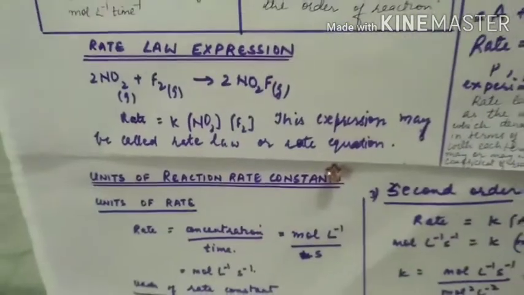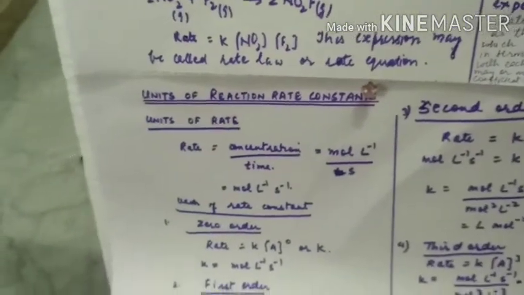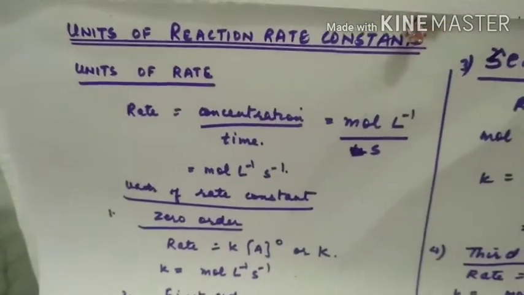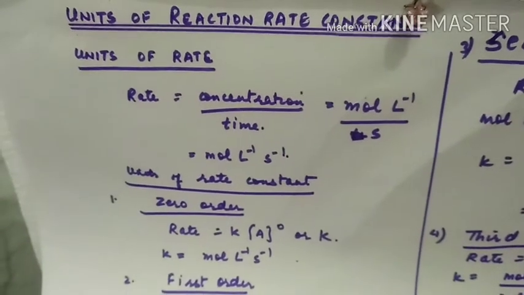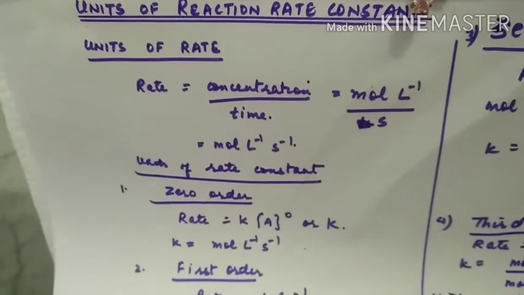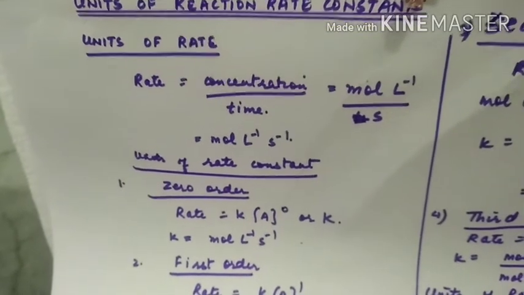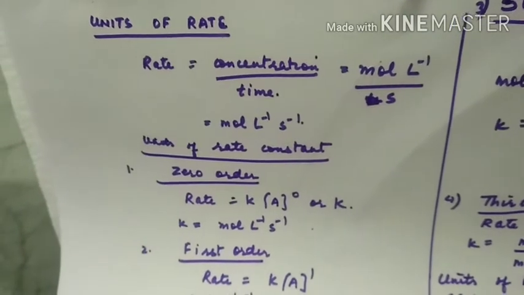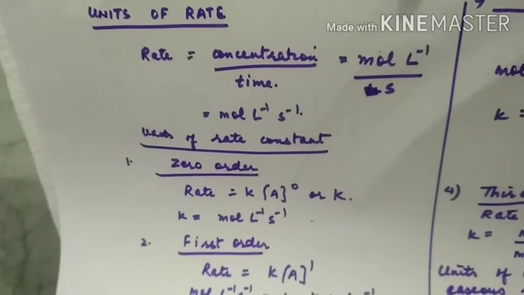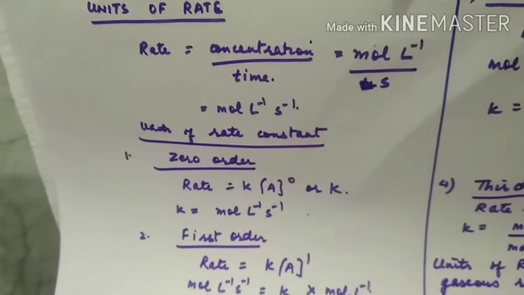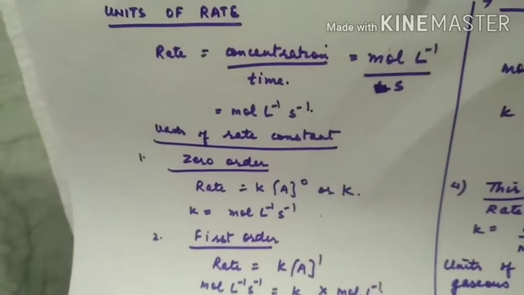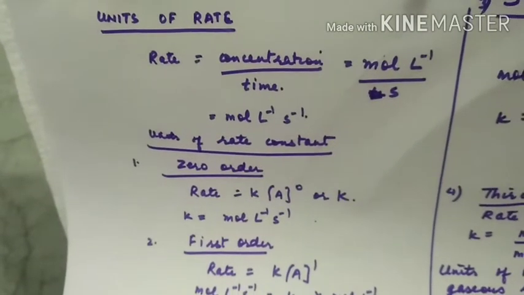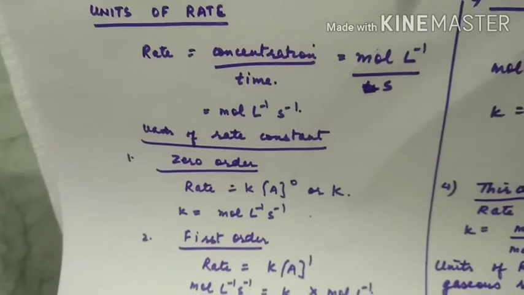Next is units of reaction rate constant. First let us do the units of rate. Rate is equal to concentration upon time. So units will be mole per liter per second, that is mole, liter inverse, second inverse. Now units of rate constant. For zero order reaction we know the rate expression is rate is equal to K into concentration of A raised to power 0. A raised to power 0 means 1. So rate is equal to K. So units of rate constant will be units of rate, that is mole, liter inverse, second inverse.